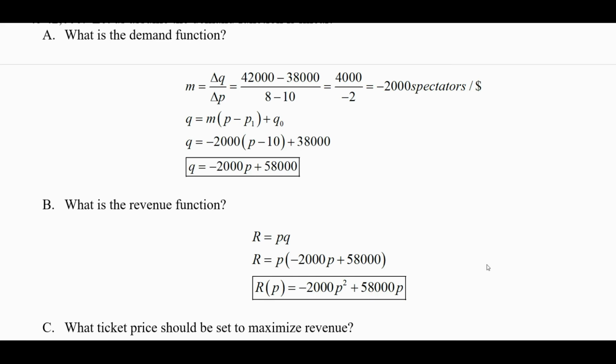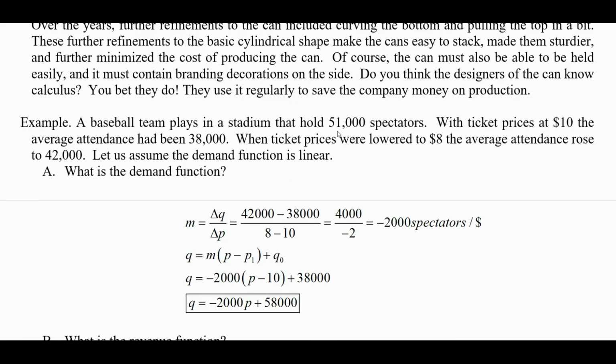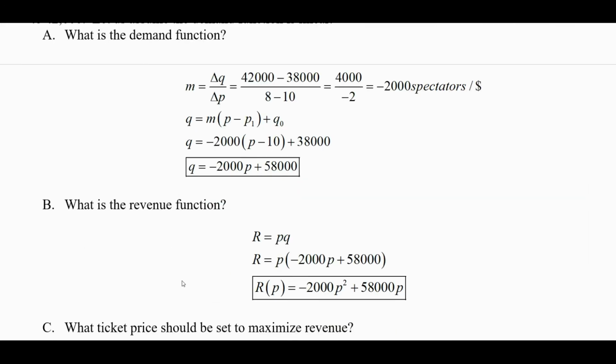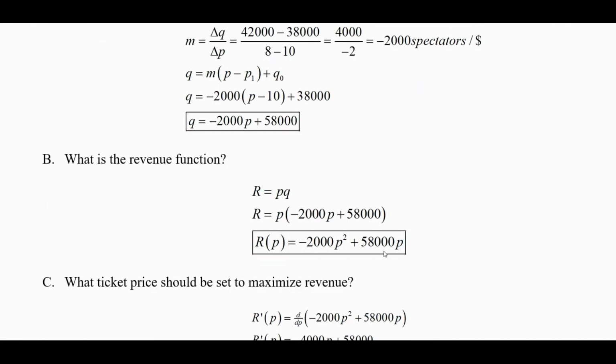So what's the revenue function? By the way, this is going to have some limits because this stadium will only hold 51,000. What's the revenue function? Well, revenue is price times quantity. So if P is the price, the quantity is given by this formula up here, then distribute, and we get this quadratic polynomial function, which gives the revenue as a function of the price.